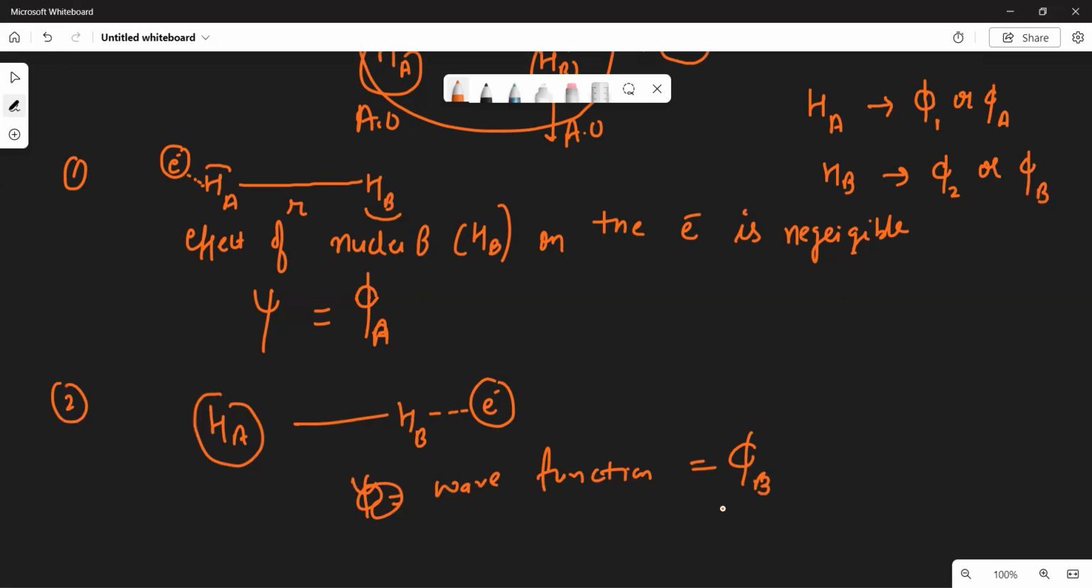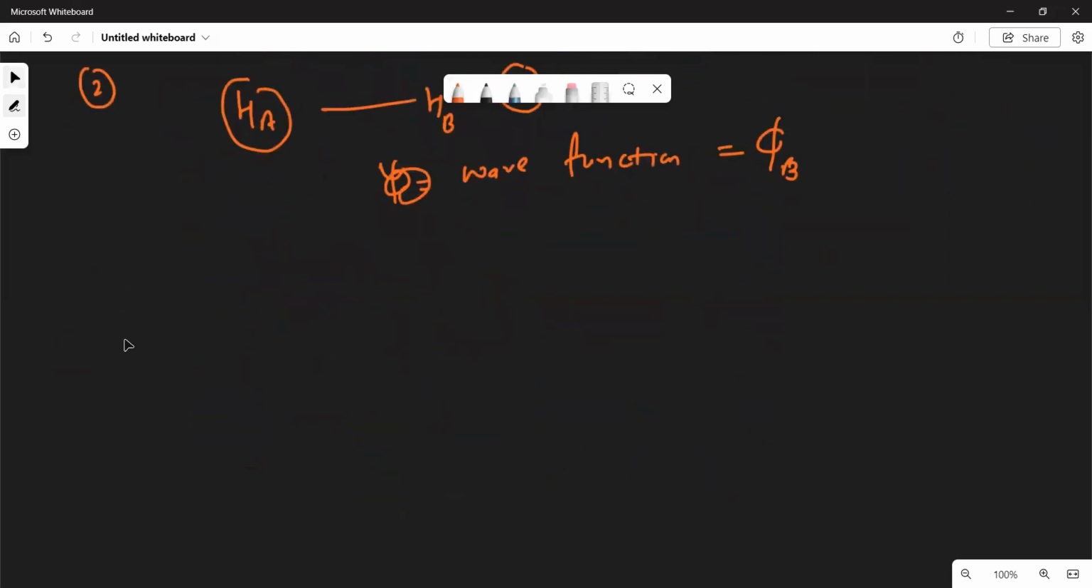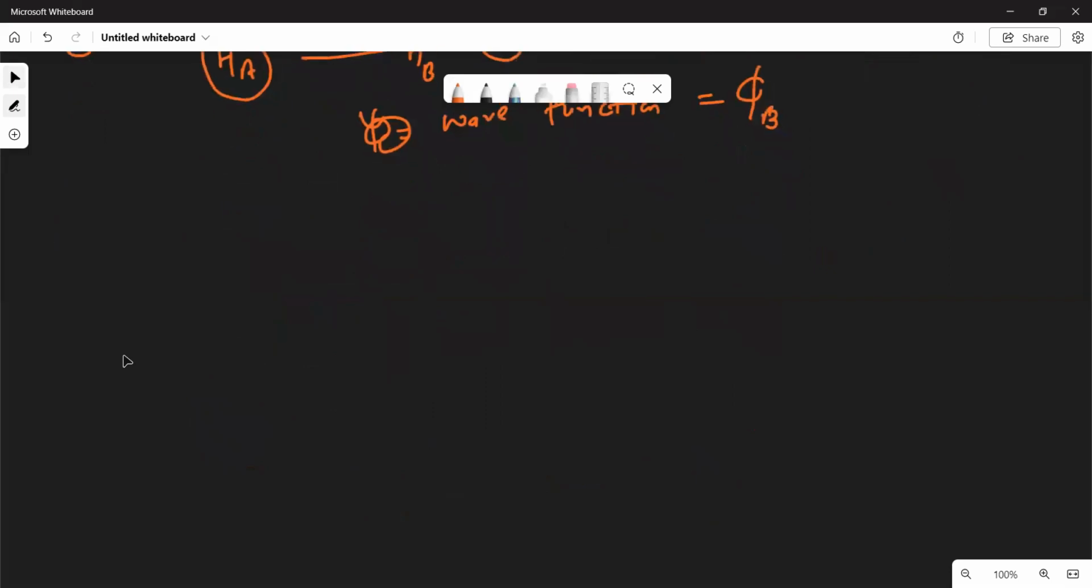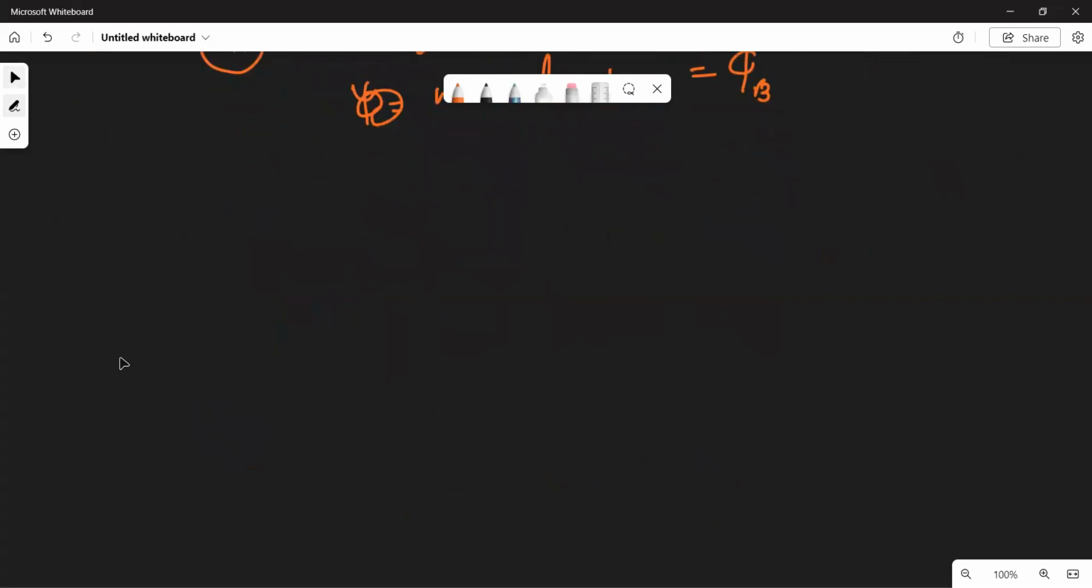Psi B. Now there may exist a third state also. What is the third state? In the third state, the electron may be under the influence of both nuclei. Like in the first state, the electron is under the influence of only the first nucleus, so the wave function is psi A. In the second case, the electron is totally under the influence of the second nucleus, so the wave function is psi B. Now in the third state, this state may also exist.